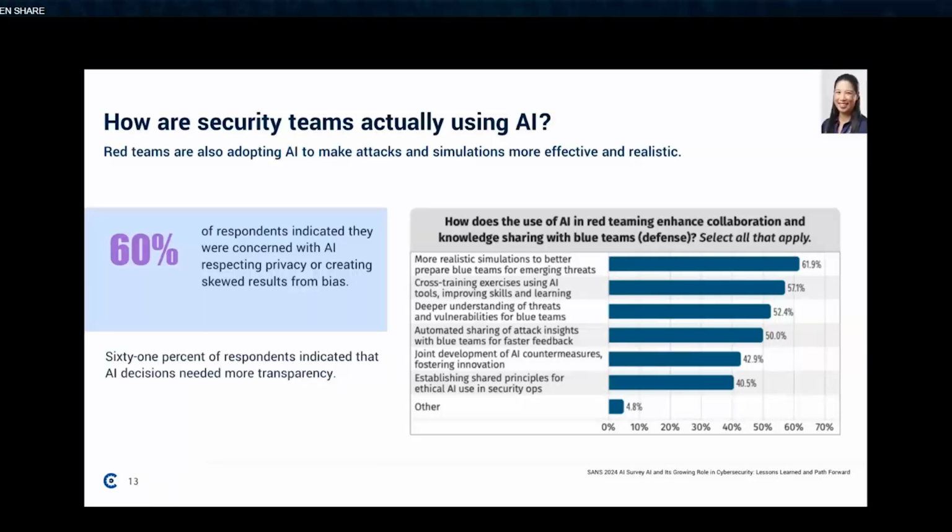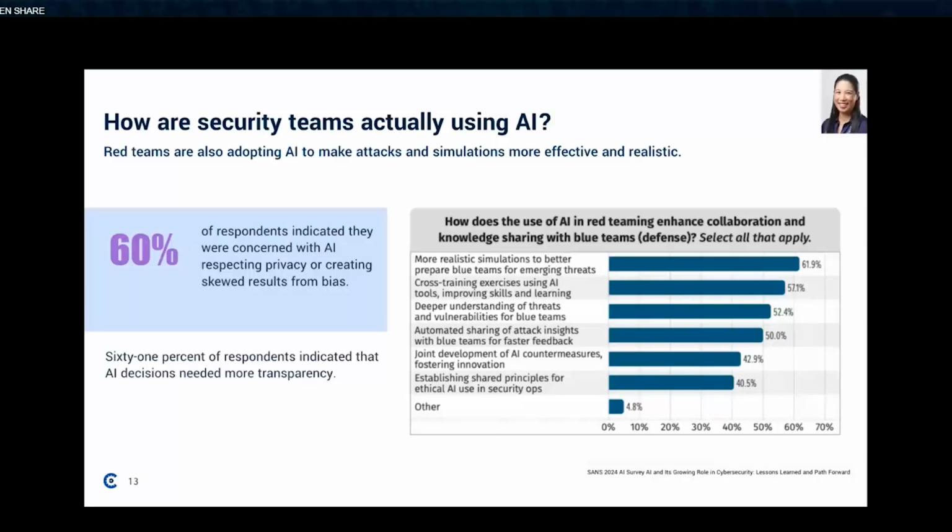This next slide about security teams using AI, I want to direct folks to this 60%. 60% of respondents indicated they were concerned with AI respecting privacy or creating skewed results from bias. So we know as technologists that AI systems are only as smart as the data that they're learning from. And if the data is biased, if the data can be changed via a security attacker doing something to compromise the confidentiality or the integrity of that data, then that's really going to become a problem.